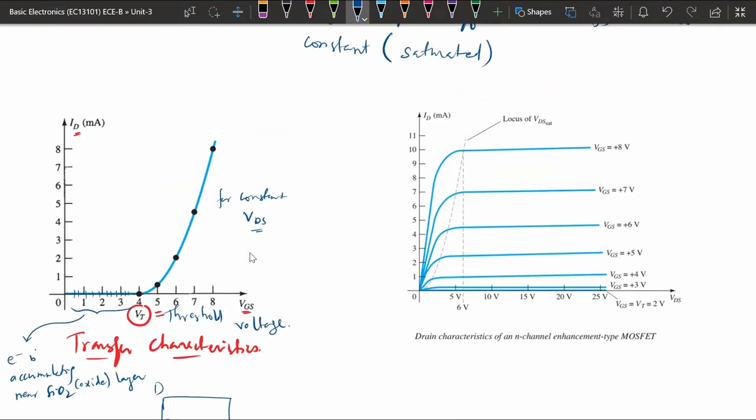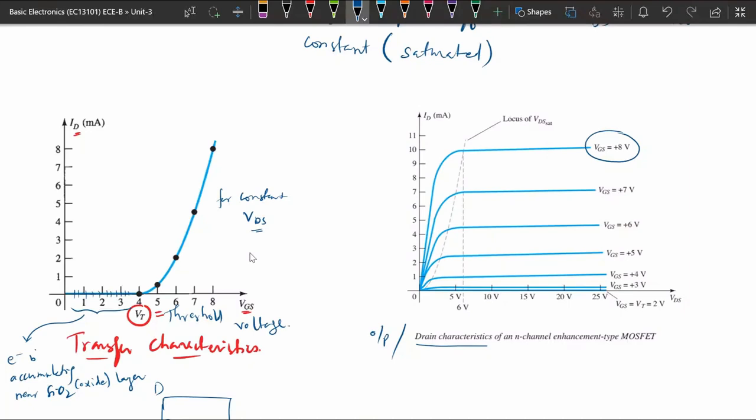Our next one is drain characteristics or output characteristics. In output characteristics, ID versus VDS, that is the output voltage, will be plotted. This is plotted for a constant gate to source voltage. Suppose the gate to source voltage is plus 8 volt, which is sufficient to form the channel. So the channel is formed. Now we are going to increase the VDS.